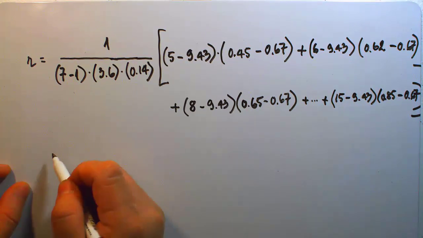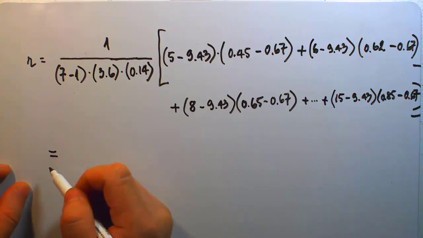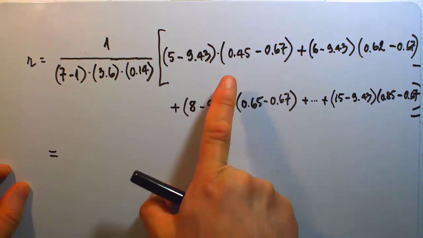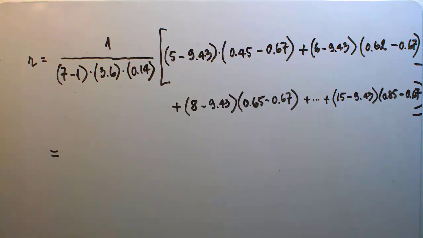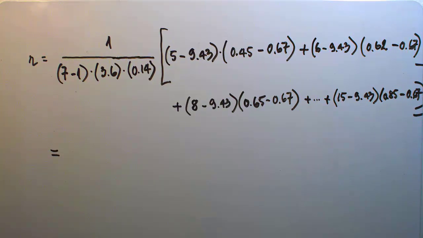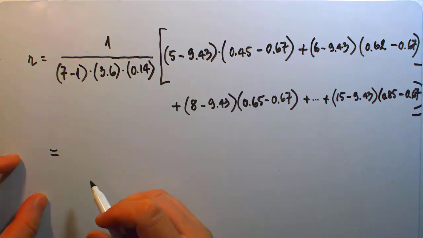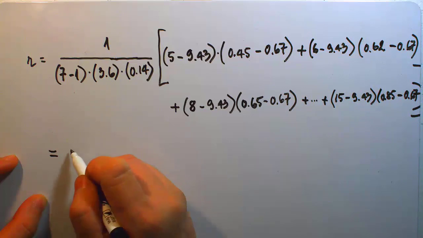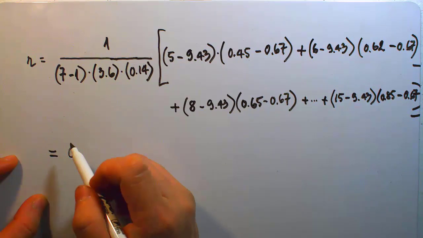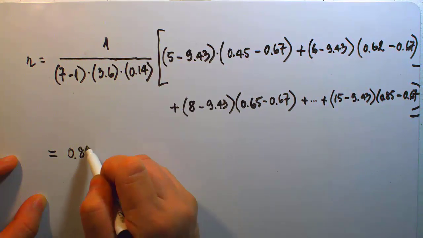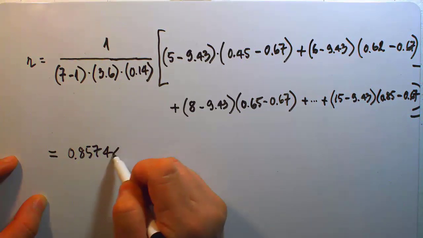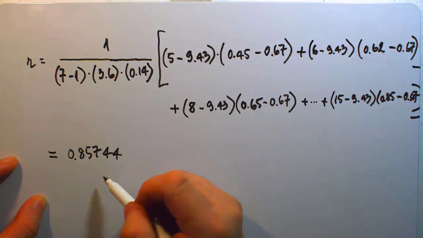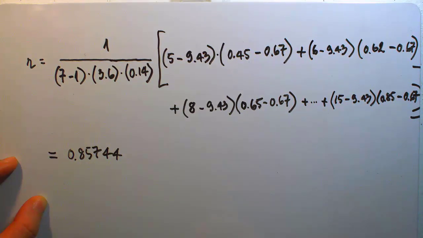So the calculations will turn out to be, and of course, you can pause the video and spend some time doing this and see how much time it costs you. So the calculation shows that I calculated 0.85744, and usually I tend to go a little further than 2 decimals, so say 5 decimals here.